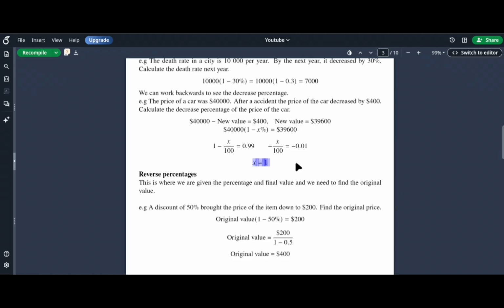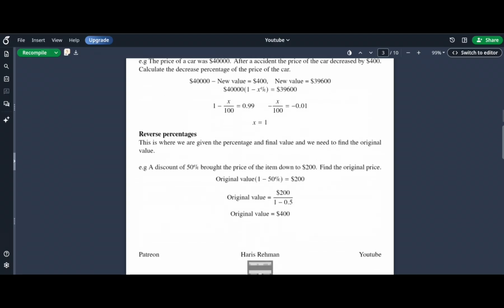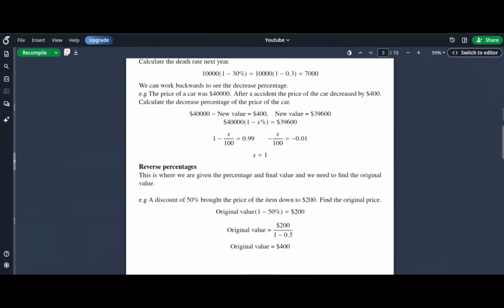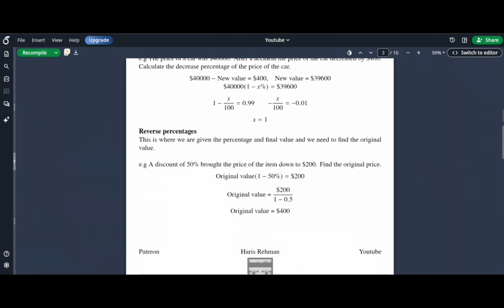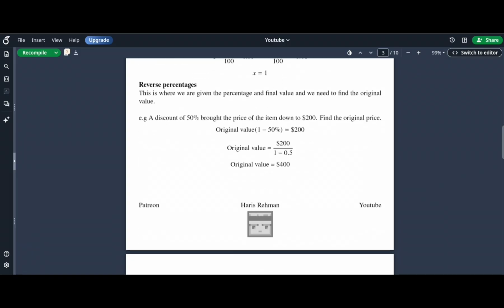That's pretty good. I hope the car crash didn't do that much. Comment down below if you ever had an accident. I hope not. But if you had, unfortunately, how much did it cost, and how much did your car lose in price? Anyways, back to here.